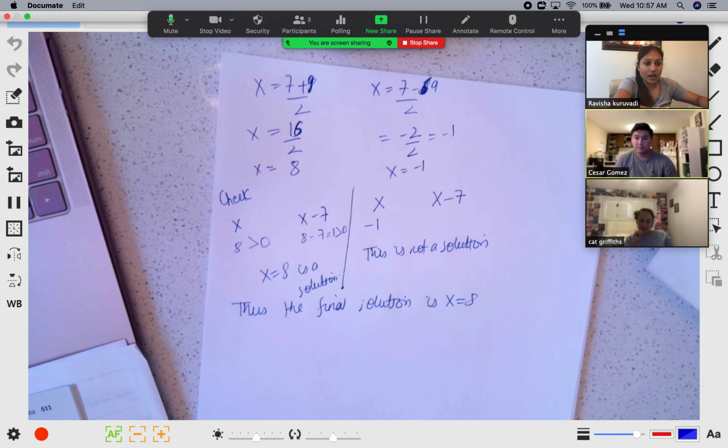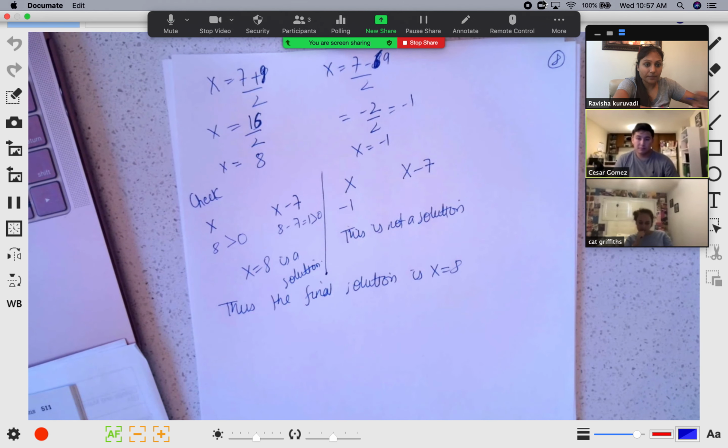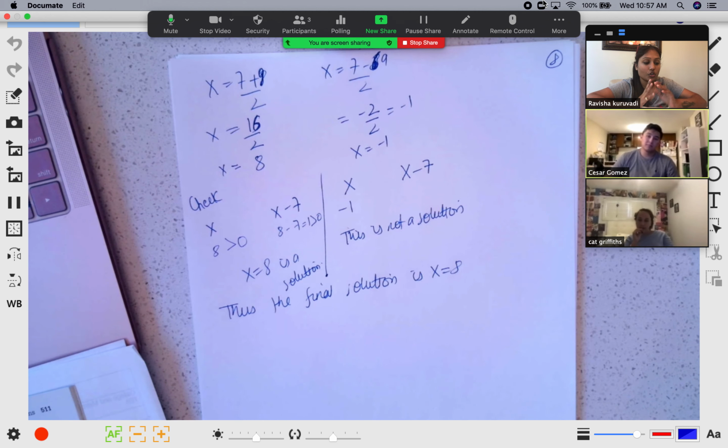Did you get it, Cat? Why is x equal to negative 1 not a solution? Yeah. If I put it in one of my m's, it is giving a negative number, so it is not a solution. I want you guys to try this problem here.